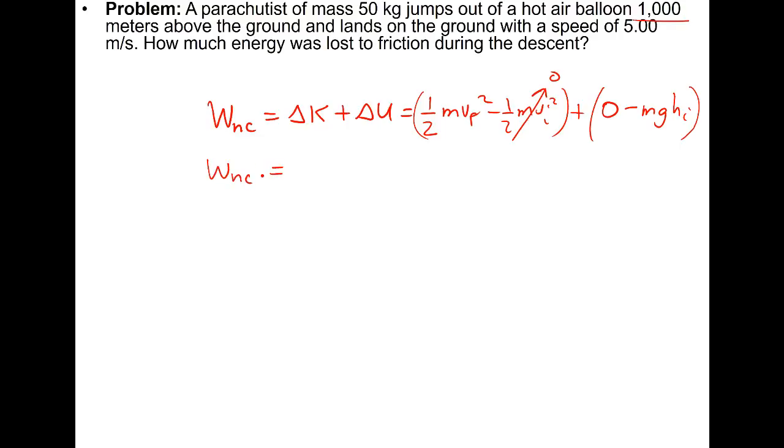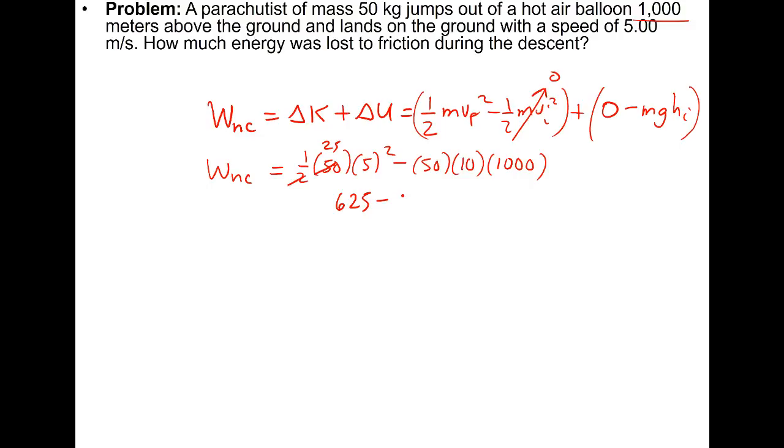So the work done by the non-conservative force of friction, or the energy lost to it, is 1/2 times 50 times 5 squared minus 50, let's round gravity to 10, and 1,000. Okay, so 25 times 5 squared is 625. Is that right? Yeah, that's 25 squared. Okay, so we get 25 from this, and then 25 from 5 squared. And this is going to be a lot bigger.